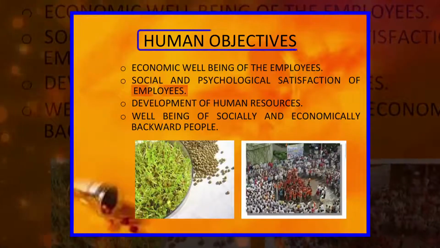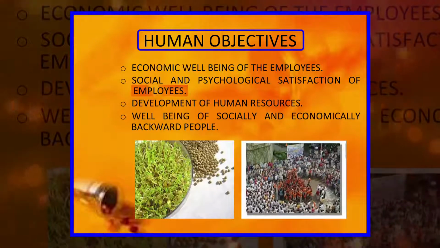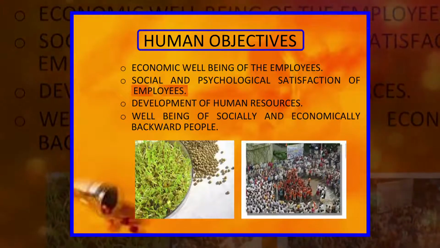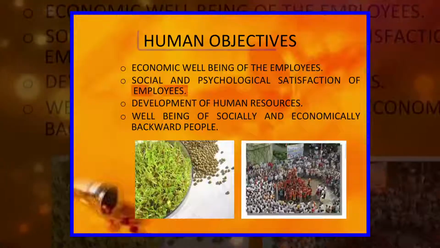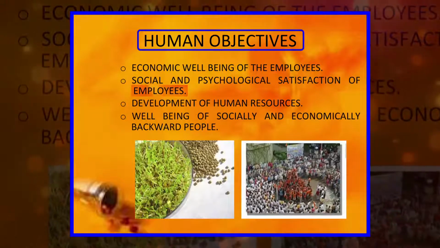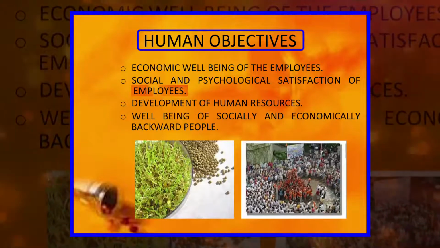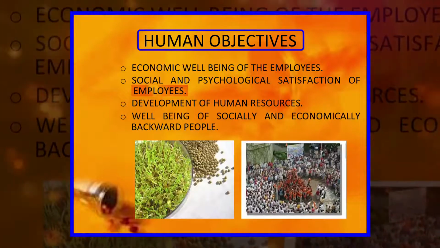The next objective is human objective. Human objectives refer to the objectives aimed at the well-being and fulfillment of the expectations of employees. Next is social and psychological satisfaction of the employees. It is the duty of the business unit to provide social and psychological satisfaction to their employees. This is possible by making the job interesting and challenging. If employees are happy and satisfied, they can put their best efforts in work.